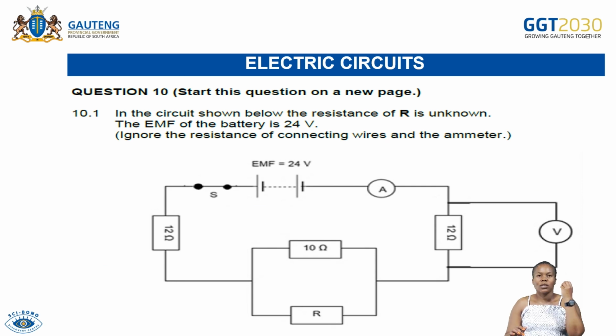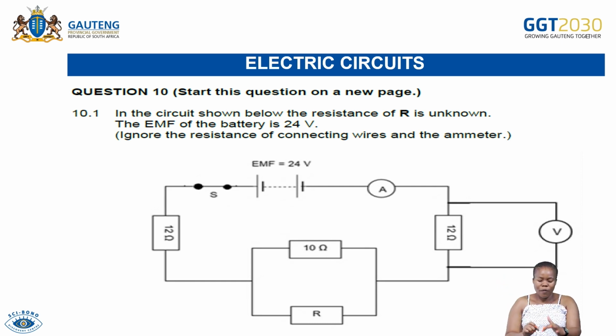Okay, and then question 10 deals with electric circuits. They say in the circuit shown below, the resistance of R is unknown. If the EMF of the battery provided is 24 volts, ignore the resistance of the connecting wires as well as the ammeter. So study the electric circuit that is given to you. Study which resistors are connected in series and which are connected in parallel, so that you have a clear mindset on how to best answer the question to your optimal level.